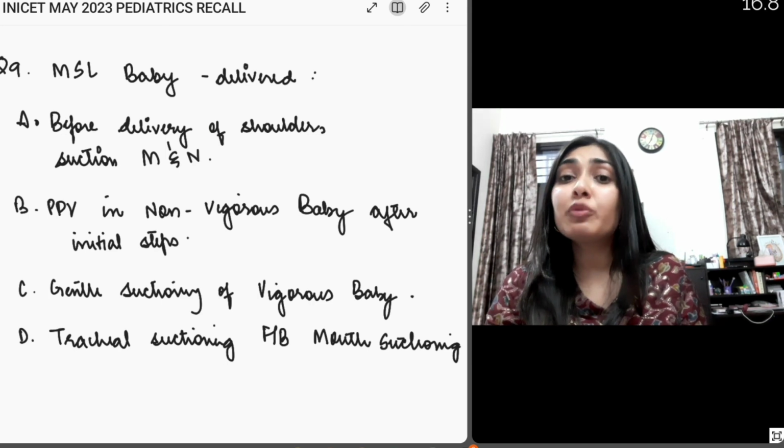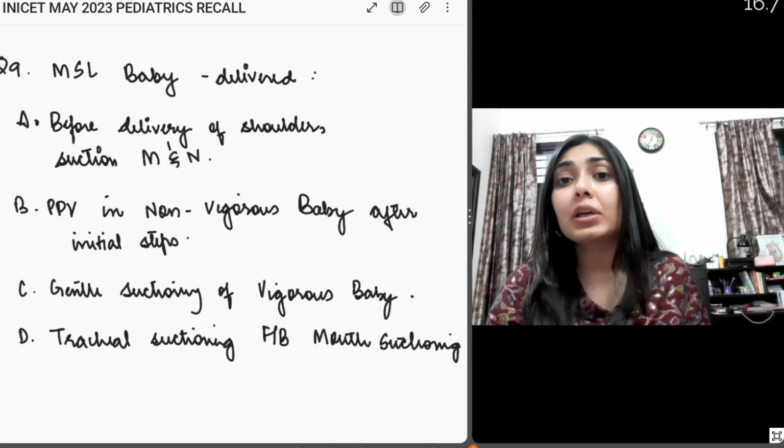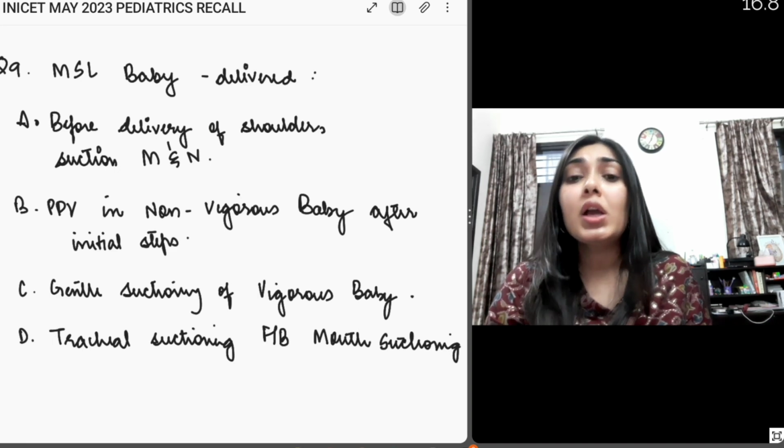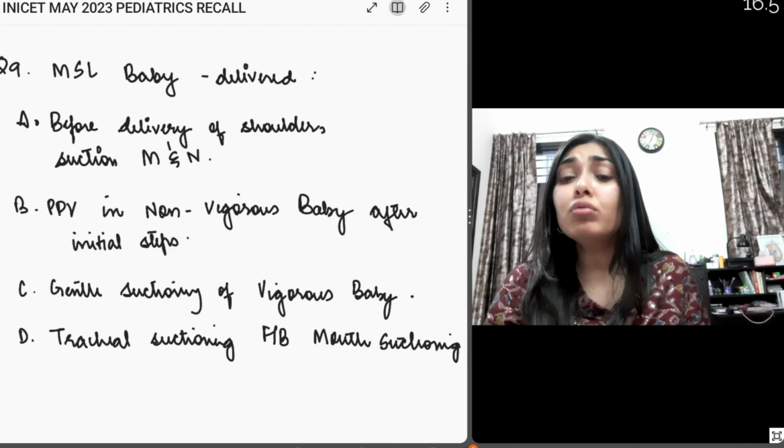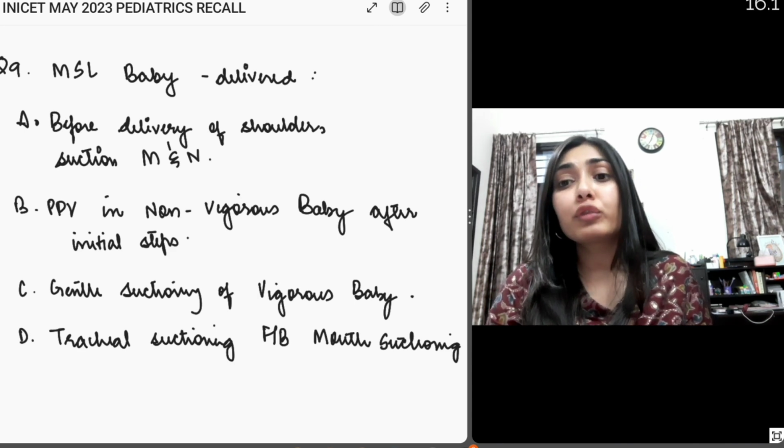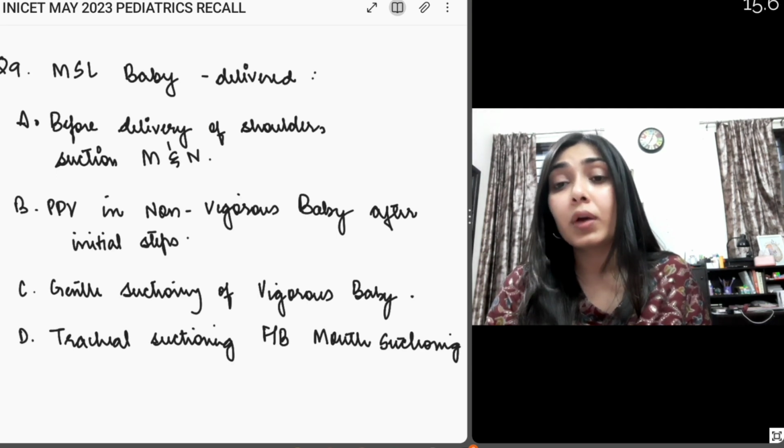The next statement was positive pressure ventilation in a non-vigorous baby is done after the initial steps, which is true. The third was gentle suctioning of the vigorous baby is done, which is true. Gentle suction can be done if required. Last is tracheal suctioning followed by mouth suctioning, which is false. Tracheal suctioning is not done nowadays.